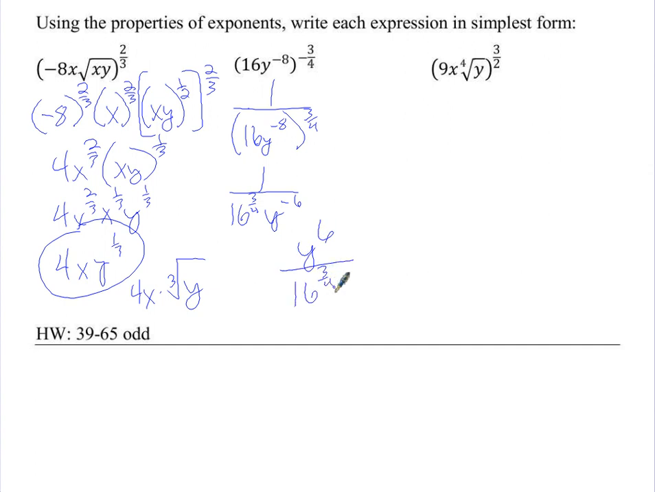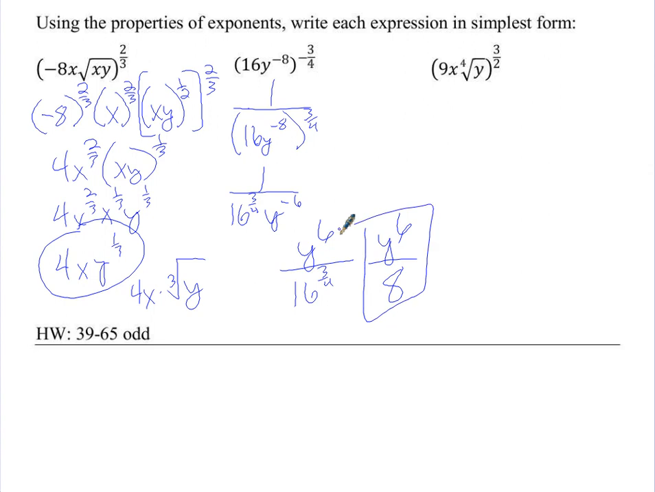Wait, you can argue, because you know for that 3/4, that the 4th root of 16 is 2, so 2 to the 3rd is 8. So I'm thinking we have the 4th root of 16, which is 2. 2 to the 3rd is 8. So we can turn this into y to the 6th divided by 8, and we're done.